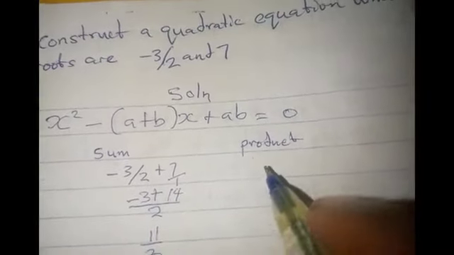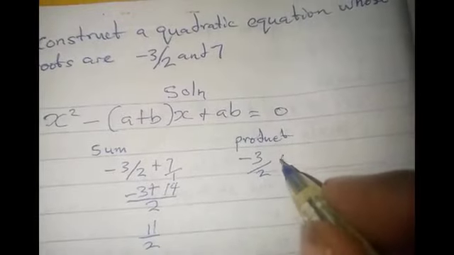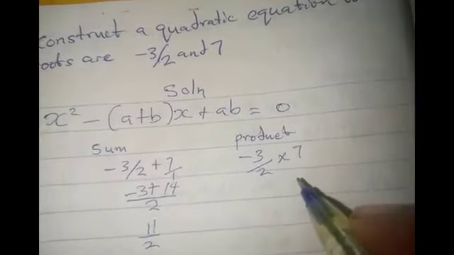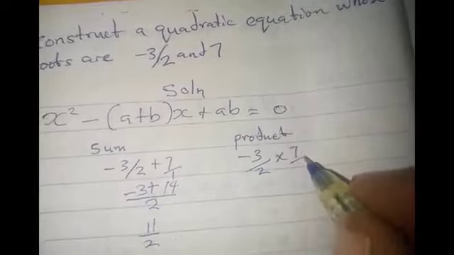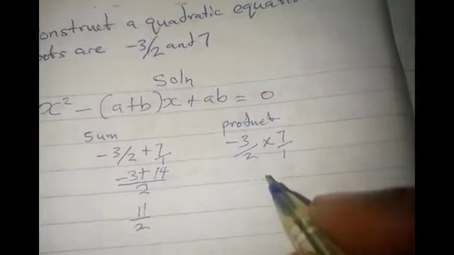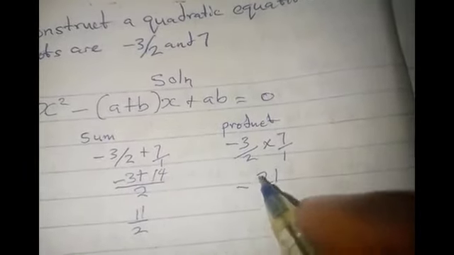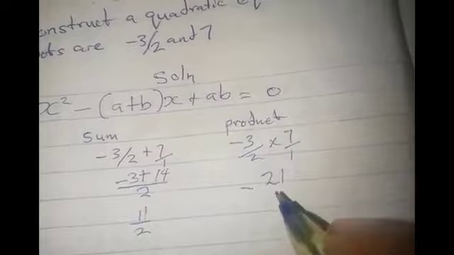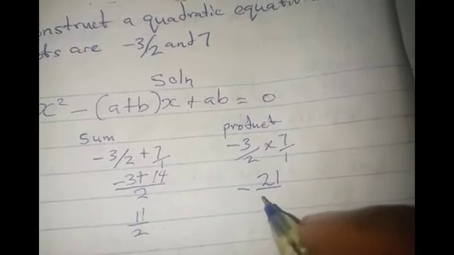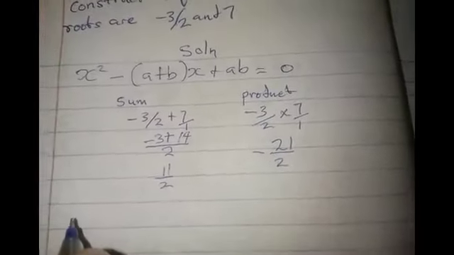So let's quickly do the product here. We have minus 3 over 2 times 7. We just rationalize this again. So minus 3 times 7 is minus 21, and 2 times 1 gives us 2. So let's substitute this into the general form again.